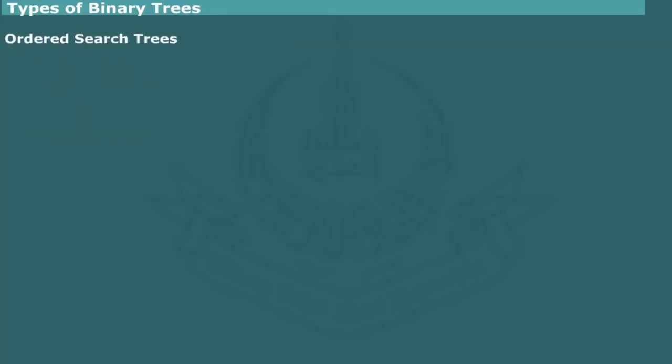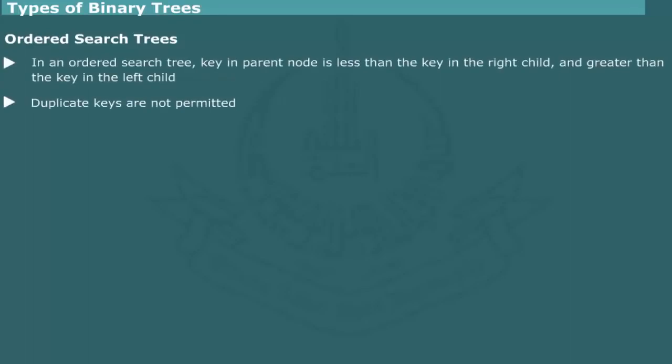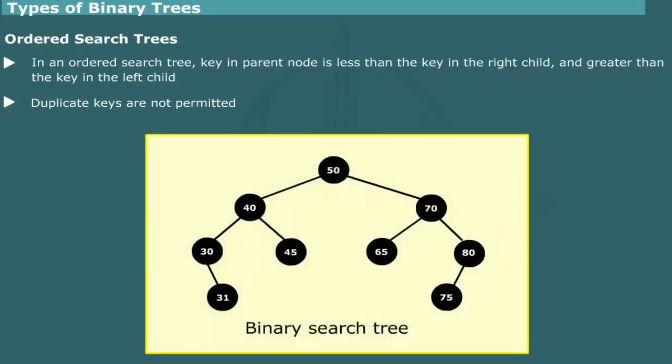Ordered search trees. These are the most common trees which are widely used in several searching and sorting algorithms. The ordered tree is structured such that the data values in the left subtree are less than data values in the right subtrees. The data can be numbers, characters, strings, or key field. Figure shows an example of binary search tree.